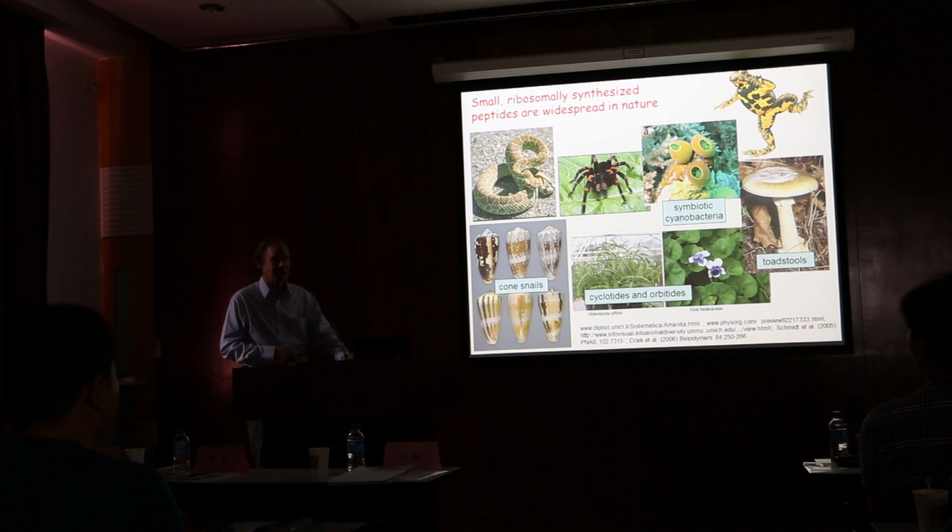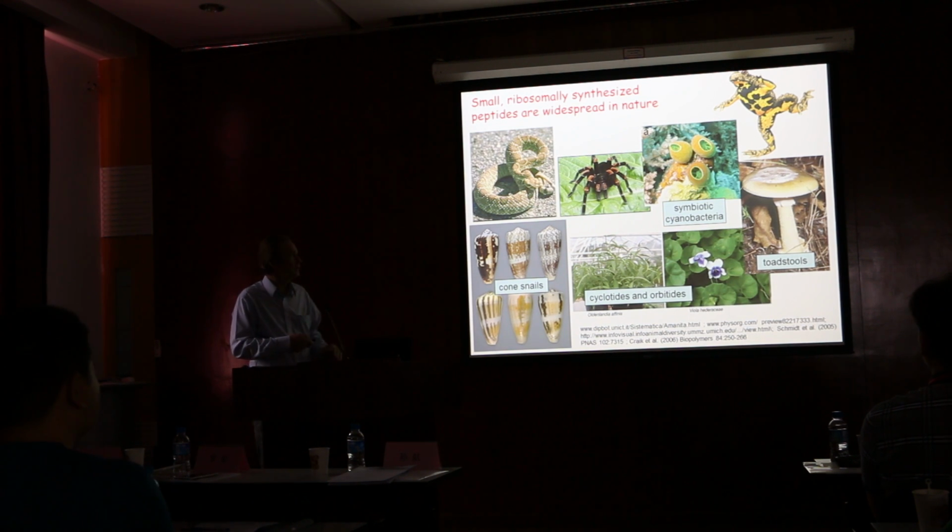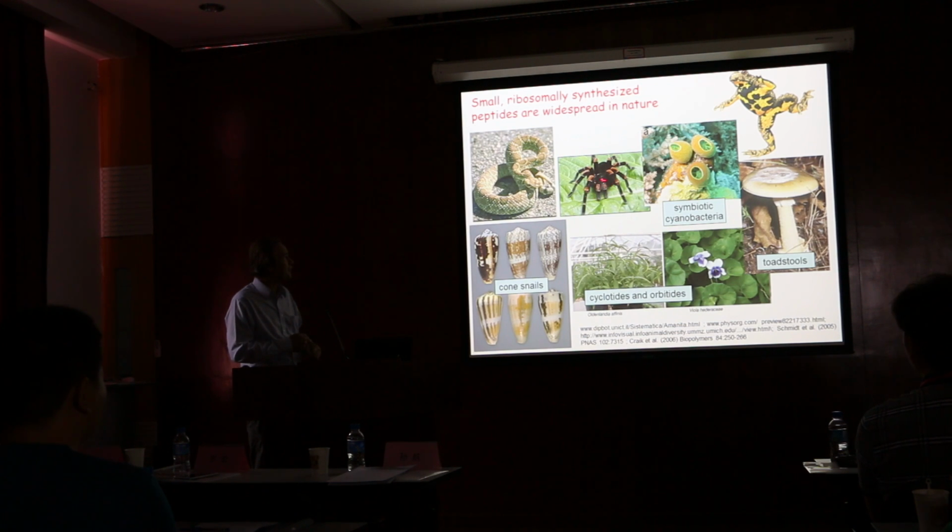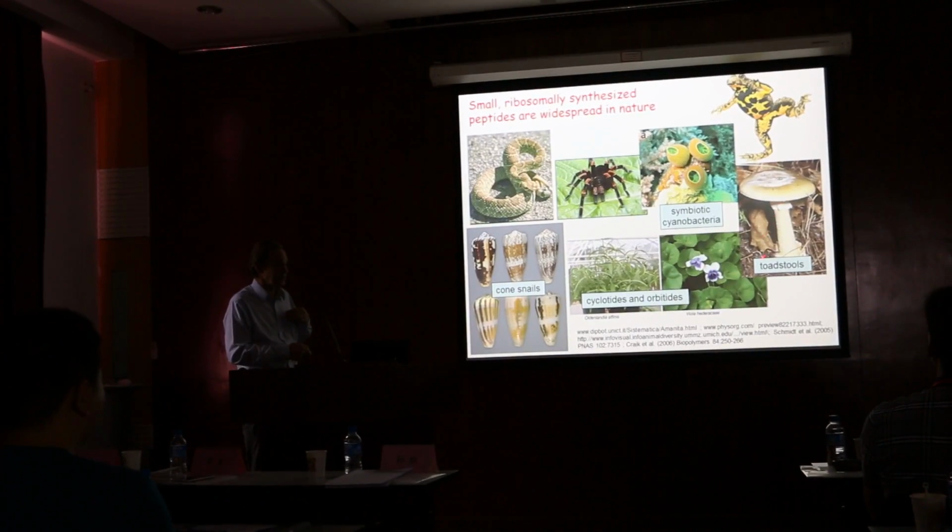Well, I mentioned that cyclic peptides come from all over. Bacteria, venoms from spiders and snakes, cone snails make venoms that they use to attack other snails, and plants make many kinds of cyclic peptides. But until our work, it was not known that any ribosomally encoded, ribosomally synthesized peptides were made in fungi of any sort.